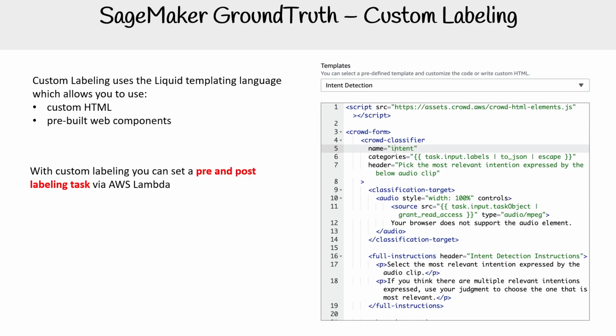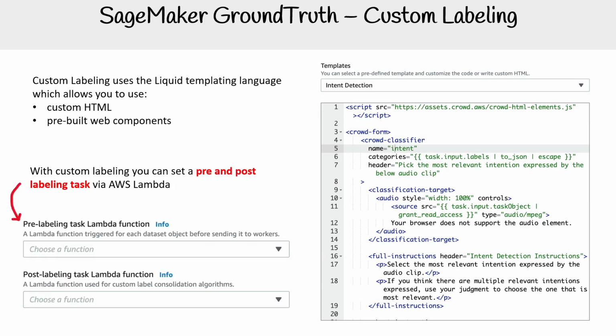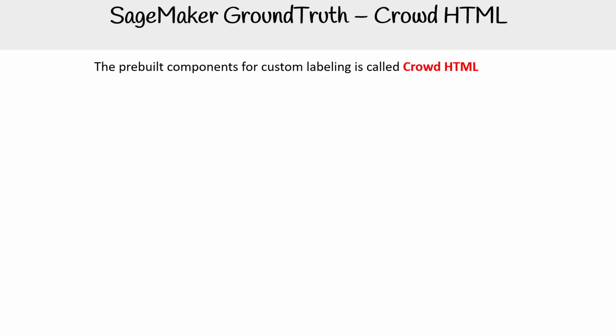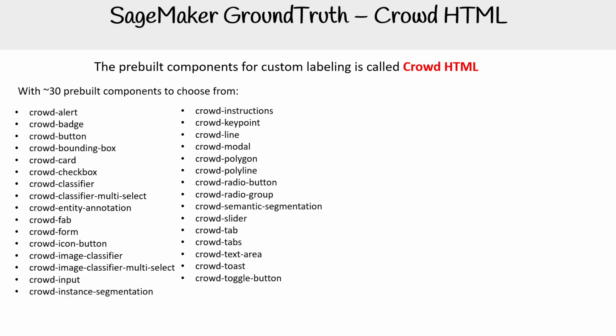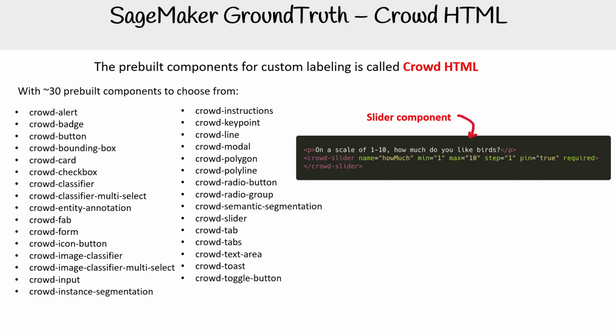It has some pre-built web components. With custom labeling, you can set pre and post labeling tasks via AWS Lambda. The pre-built components for custom labeling are called Crowd HTML. It has around 30 built-in components. There might be more now, but there's a lot. So here's an example of the slider component that you could put in your HTML template.